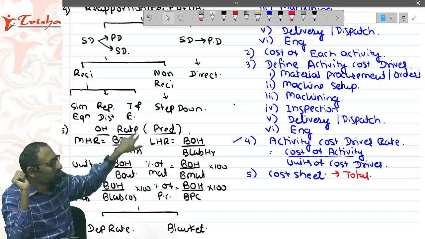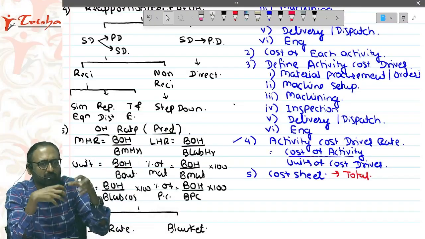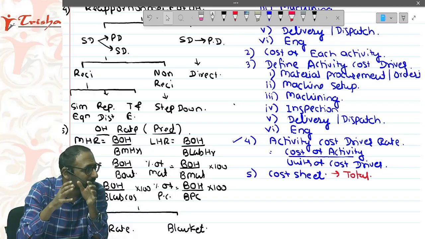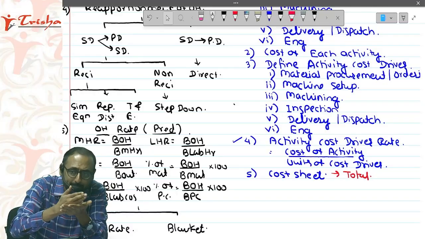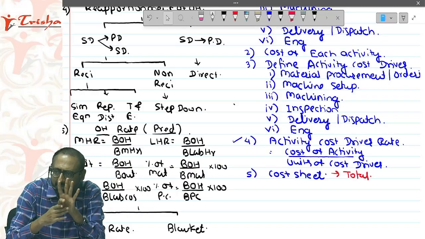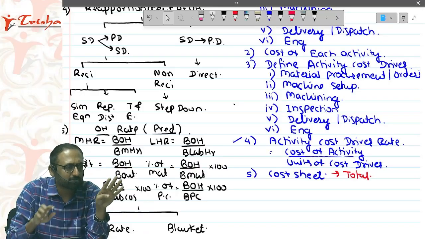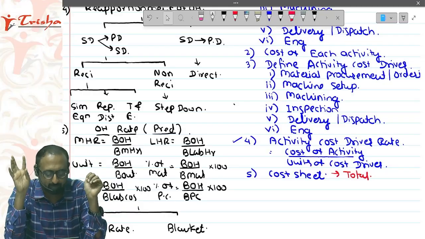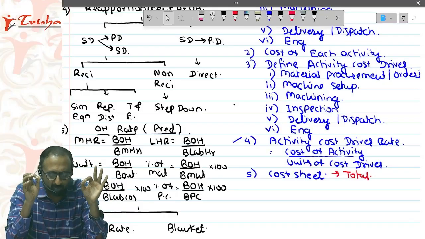Here you calculate one overhead absorption rate. Out of these, whatever is appropriate, machine overhead or labor overhead, you follow. But in case of activity based costing, you calculate a separate rate for each activity. Suppose there are 4 activities, you calculate a separate rate for the 4 activities. Suppose there are only 2 activities, you calculate a separate rate for the 2 activities. So this is your important point.